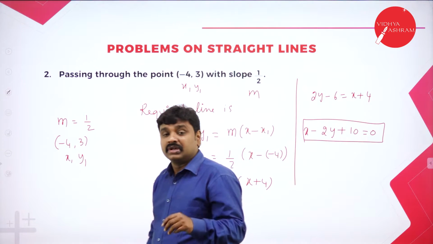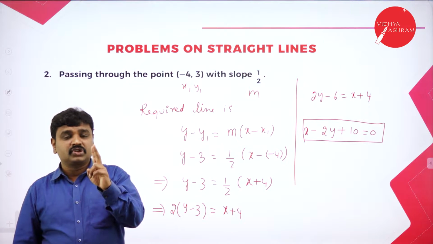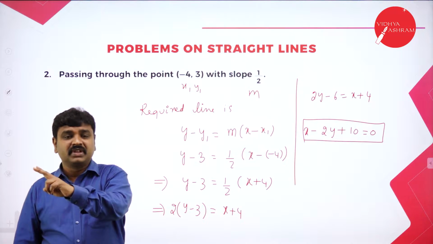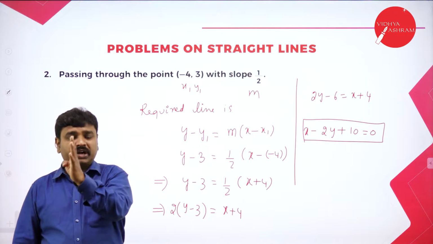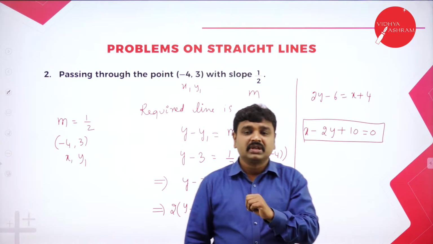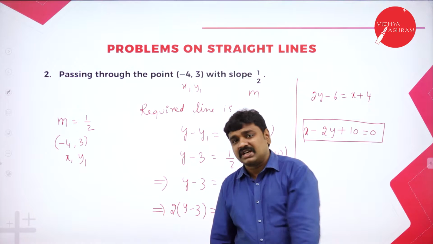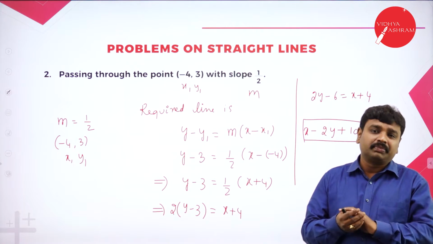So now, decision making: which form? We have 5 forms. One is point slope form, y minus y1 is equal to m into x minus x1. Second one, slope intercept form, y is equal to mx plus c. Third one, intercepts form, x by a plus y by b equal to 1. Fourth one, two point form, x minus x1 by x2 minus x1 equal to y minus y1 by y2 minus y1. And fifth form, normal form, x cos omega plus y sin omega equal to p. So all the 5 forms should be on your tongue tip.